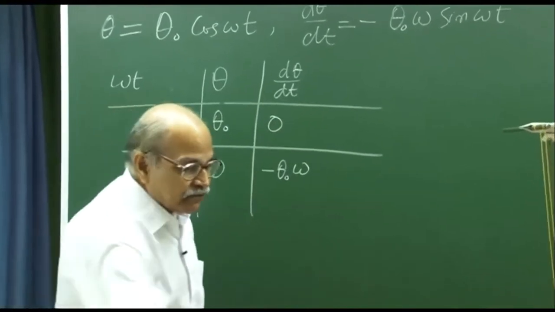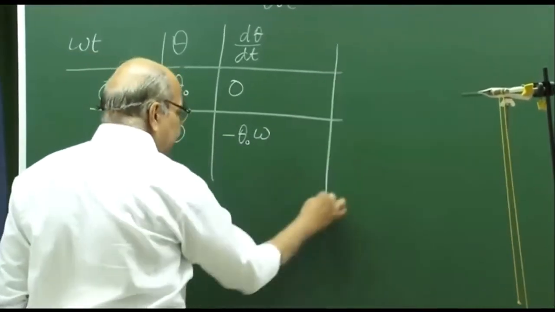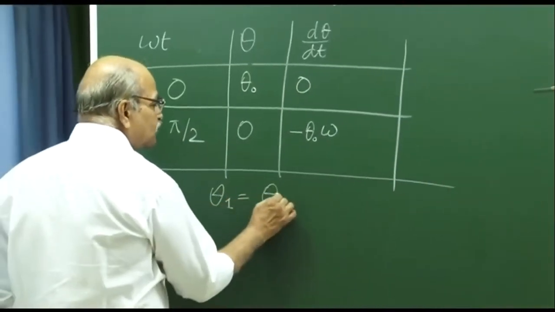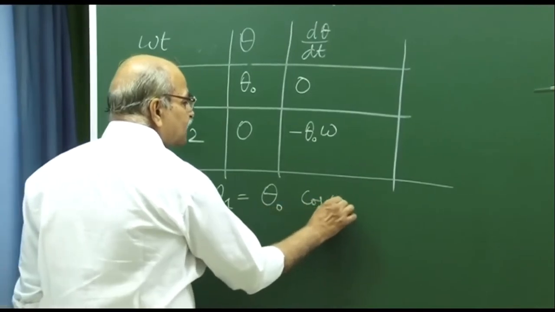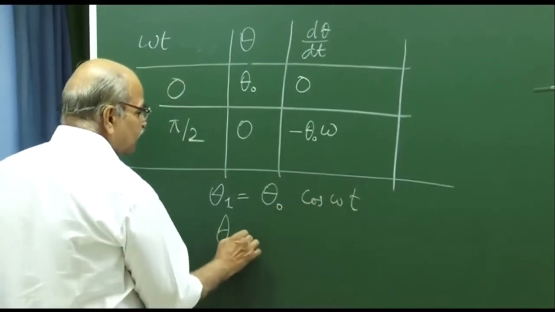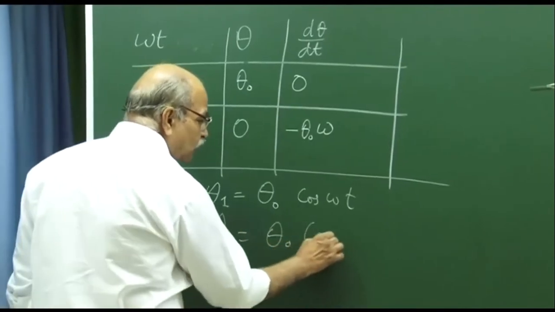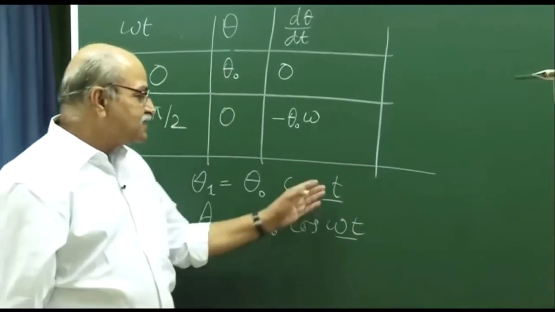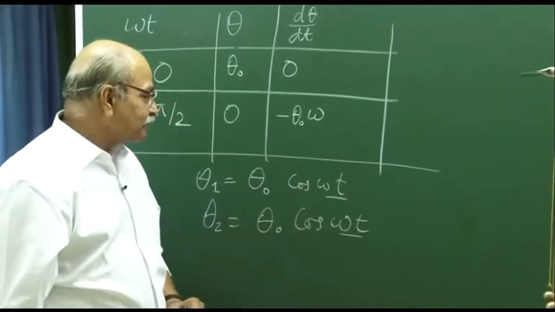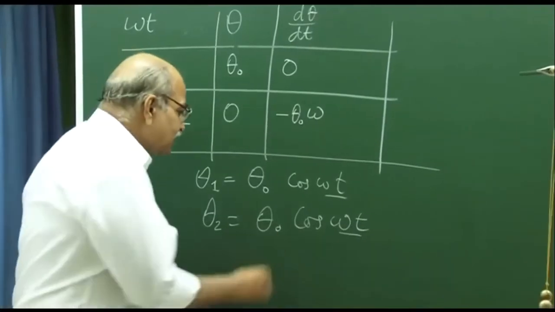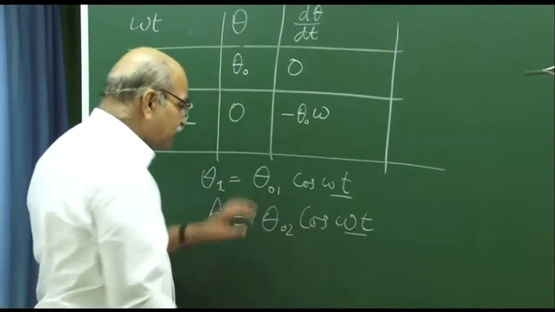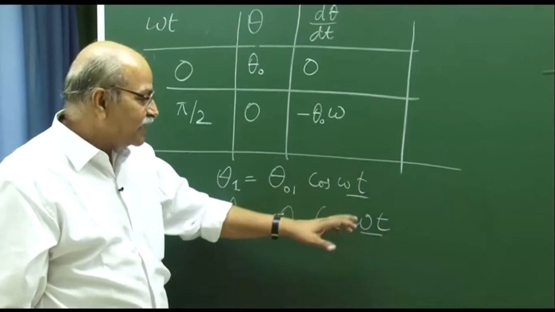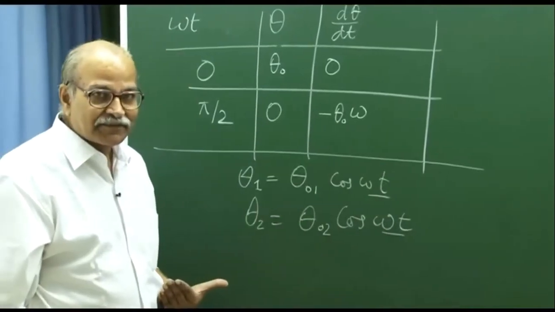So we say that for the first pendulum, theta 1 is equal to theta naught cos omega t, and for the second pendulum, theta 2 is theta naught and also cos omega t. So this phase and this phase are the same, the phase difference is 0. If the amplitudes are different, this will be theta 01, theta 02, different amplitudes are possible, but still they will be in phase. They are called in phase if they are going together and coming back together.